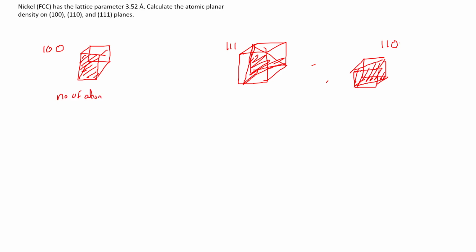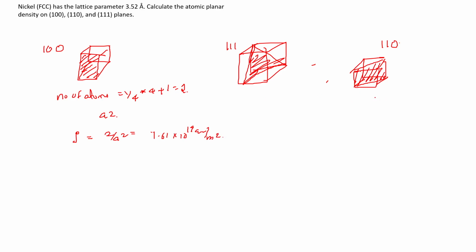The number of atoms in the 100 plane will be 1/4 into 4 plus 1, so a total of 2 atoms, and the area will be a square, so the density rho will be 2 by a square. Substitute the value, you will get it.